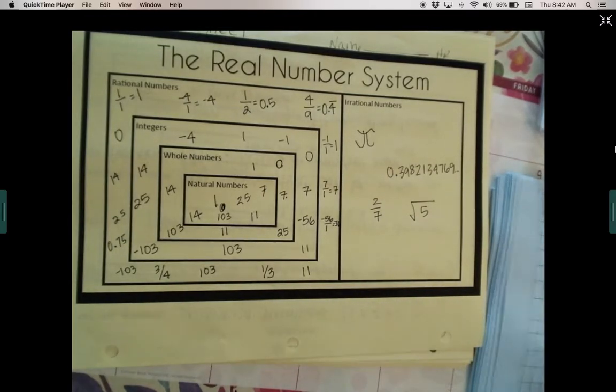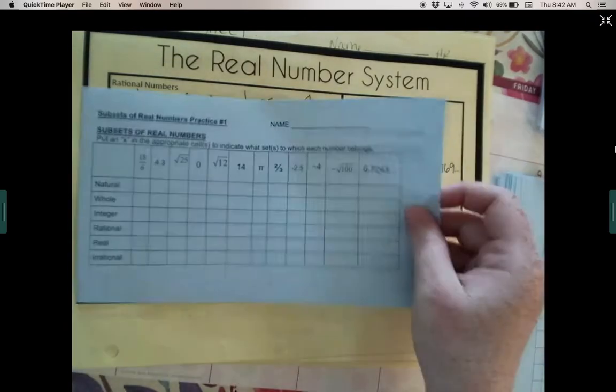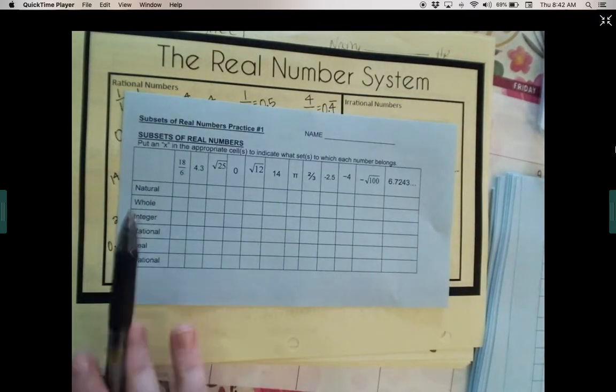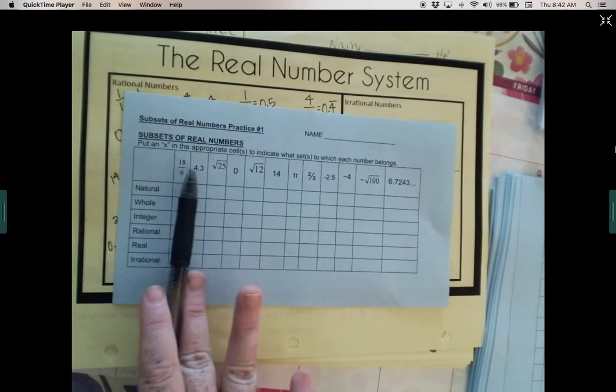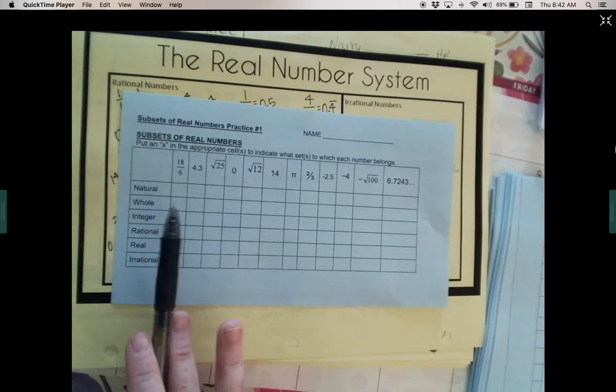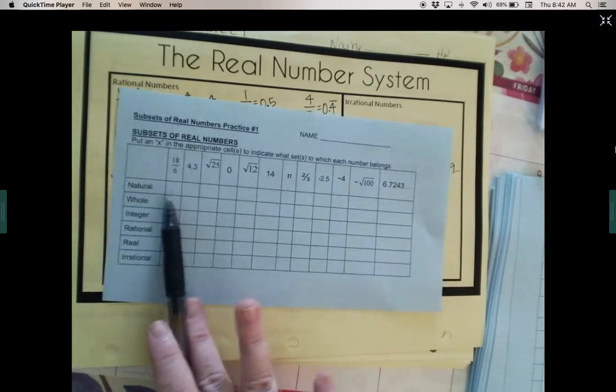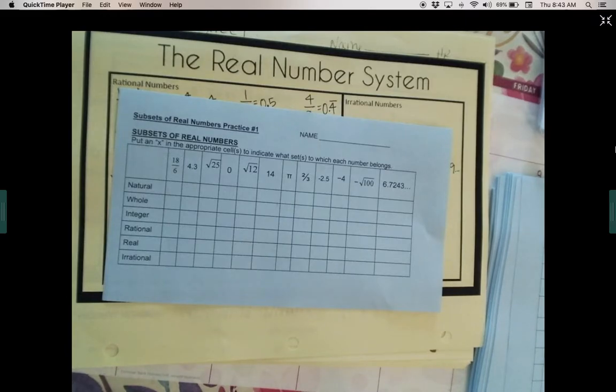Okay. All right. So what you're going to do in a moment is you are going to get a paper that's blue like this. It has a table. The directions say put an X in the appropriate cells. A cell like on Excel or Google Sheets are the little boxes to indicate what set or sets to which the number belongs. So it could fit in one set, it could fit in 2 sets, it could fit in 3, 4, 5, 6, 7, okay? Not 7, 6. Really 5 is the max it could fit in.